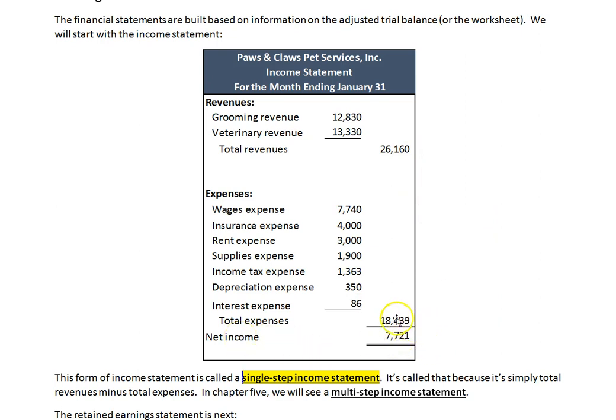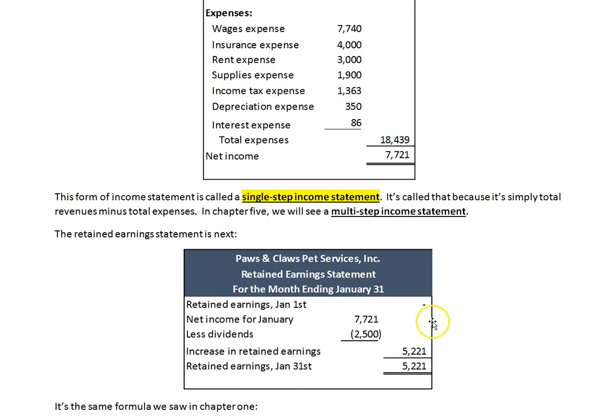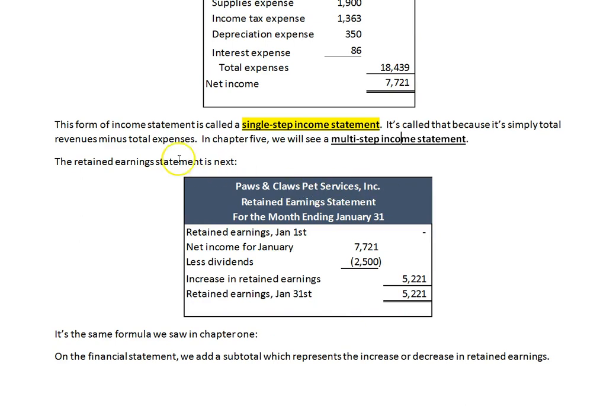If this was a loss, i.e. if the expenses were higher than the income, then we'd call this a net loss. But in this case, the revenue is higher than the expenses, so it's net income. Multi-step we don't have to worry about yet. We'll see that in chapter 5.